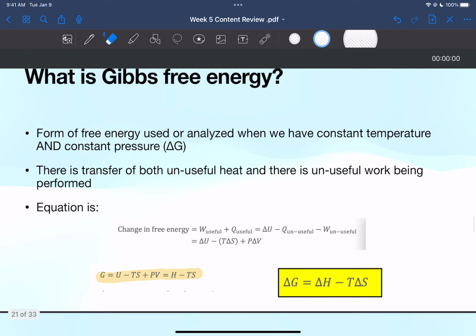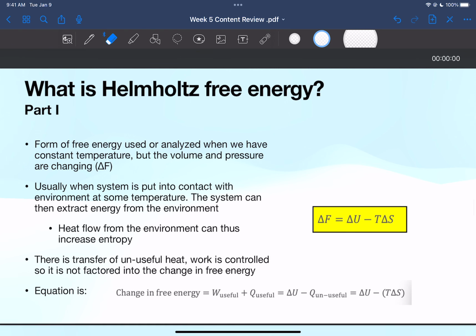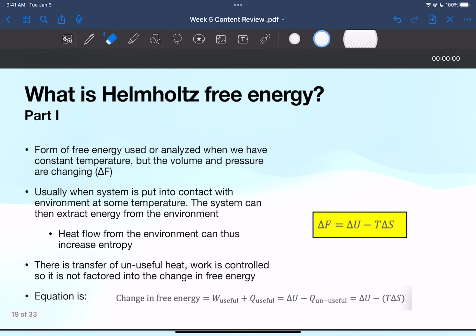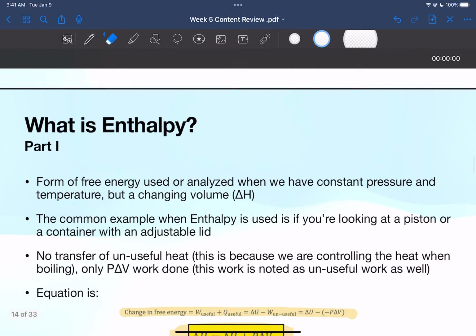So Gibbs free energy here is probably one of the most common forms of free energy that you've seen. You've probably seen it in your bio classes, your chem classes, everywhere. But it's a form of free energy used or analyzed when we have constant temperature and constant pressure. Remember, Helmholtz free energy had only constant temperature, but the volume and the pressure were changing. Enthalpy just had constant pressure and temperature, but a changing volume.